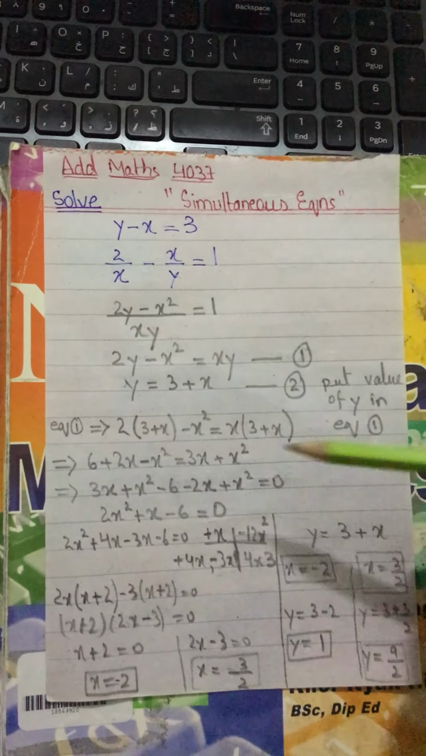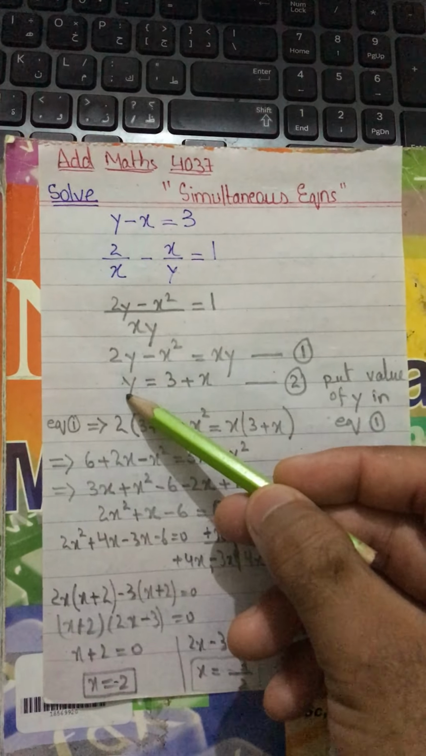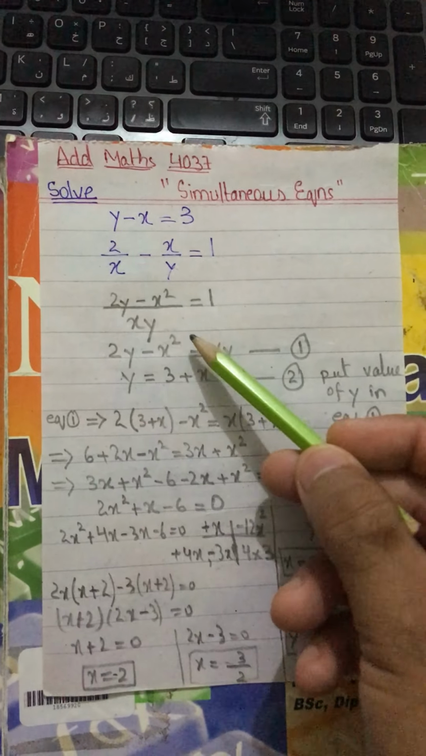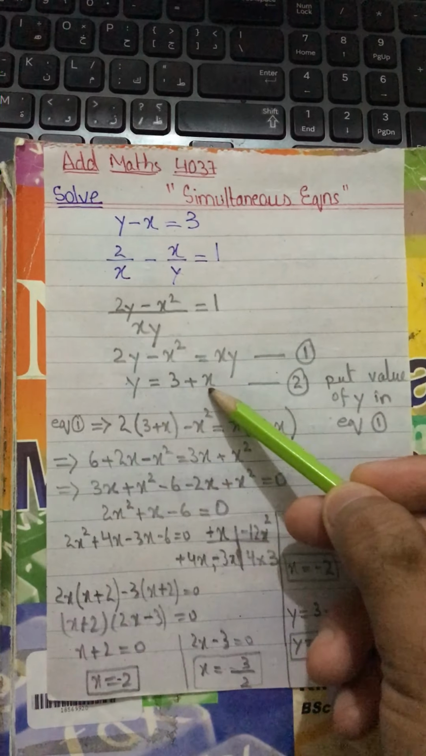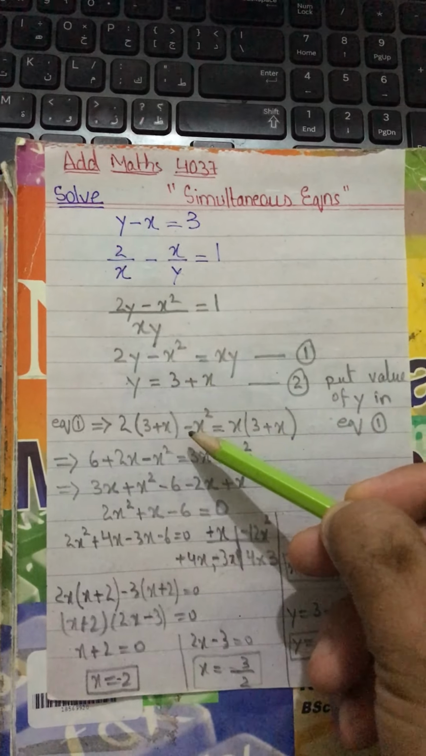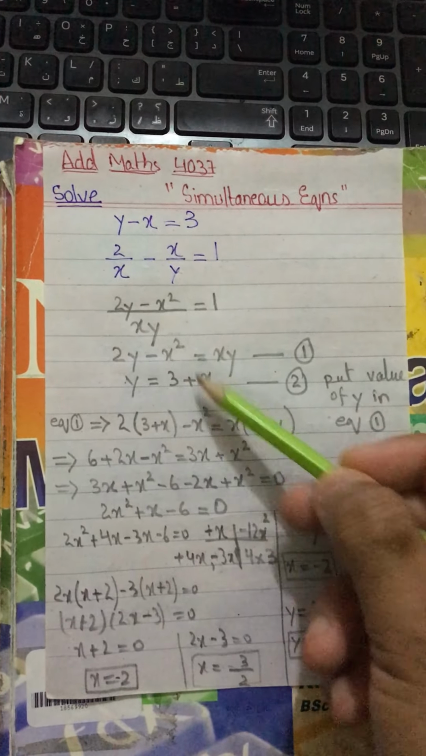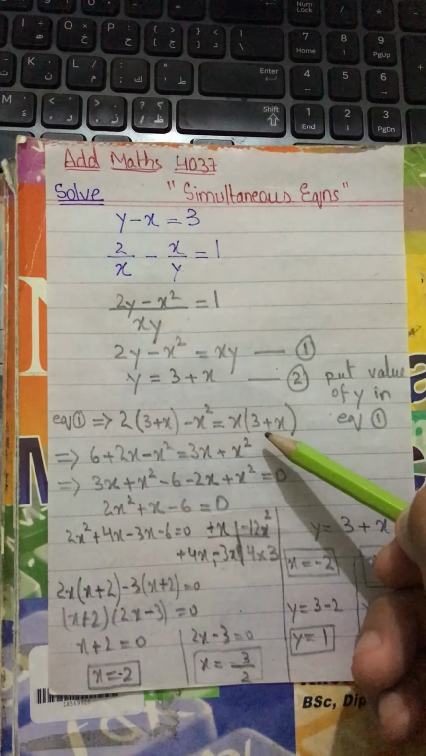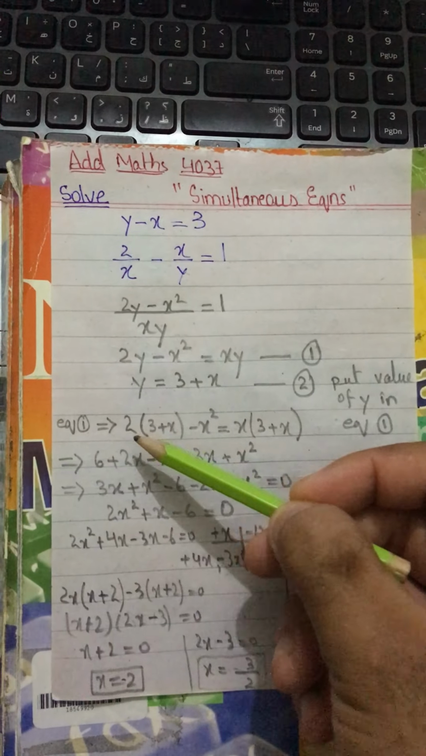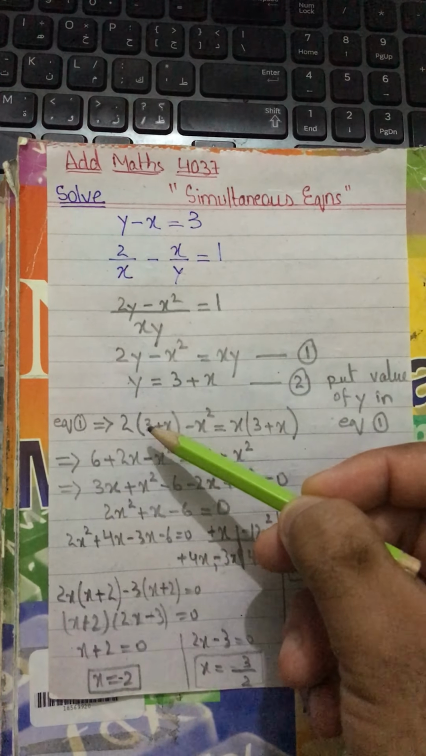value in equation 1. I will put y equals 3 plus x in equation 1. 2 will be as it is. In place of y, I will write 3 plus x, minus will be as it is, x square will be as it is, equals x and then again y, so I will write 3 plus x in place of y. Now I have to expand the brackets and I will multiply it.